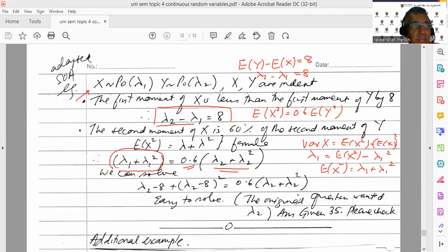Okay. The answer given in the book. Remember what I have written here? The original question wanted lambda 2. Okay, so go ahead and work it out and see whether everything fits in.